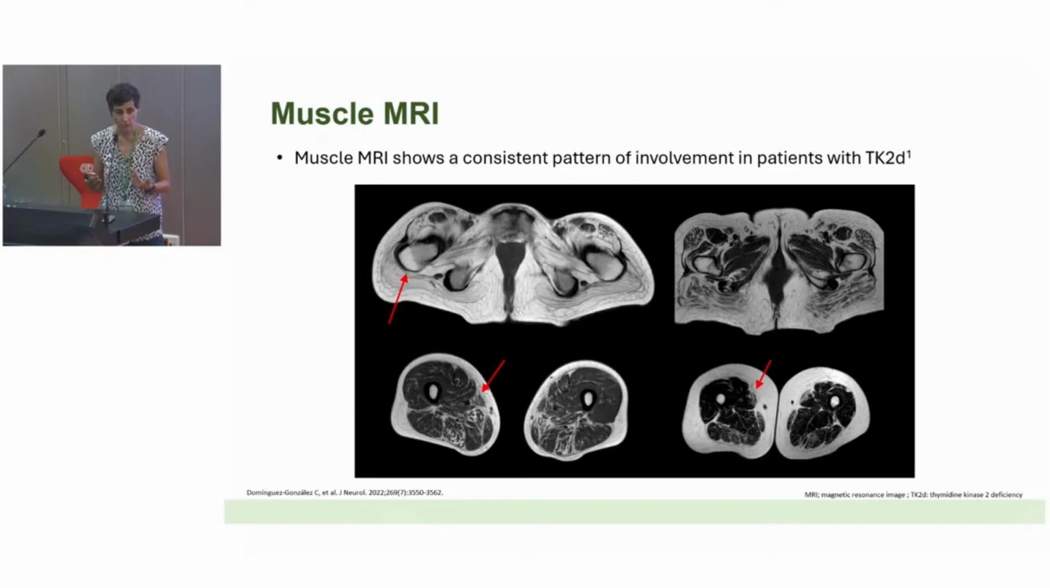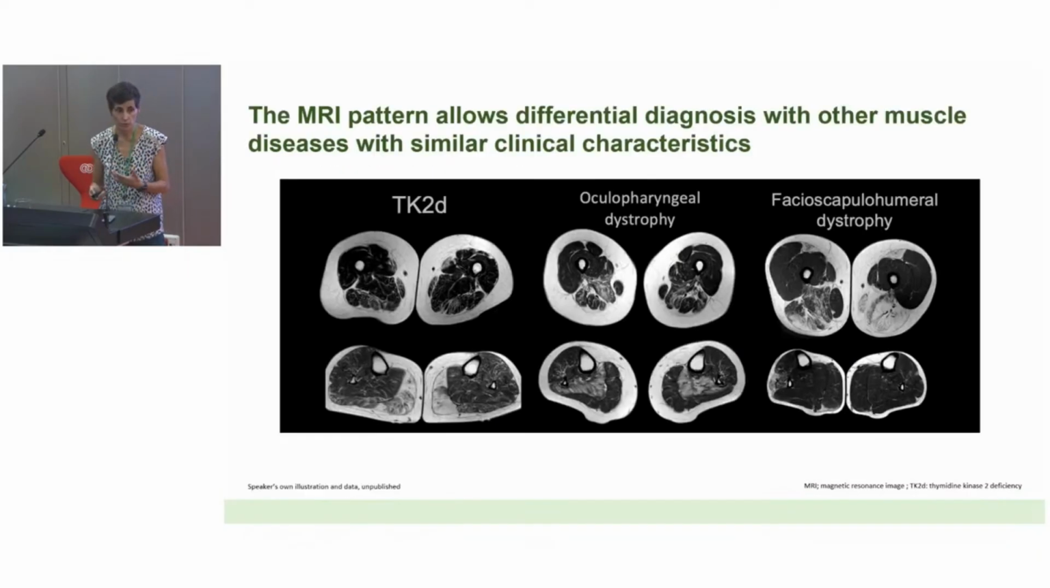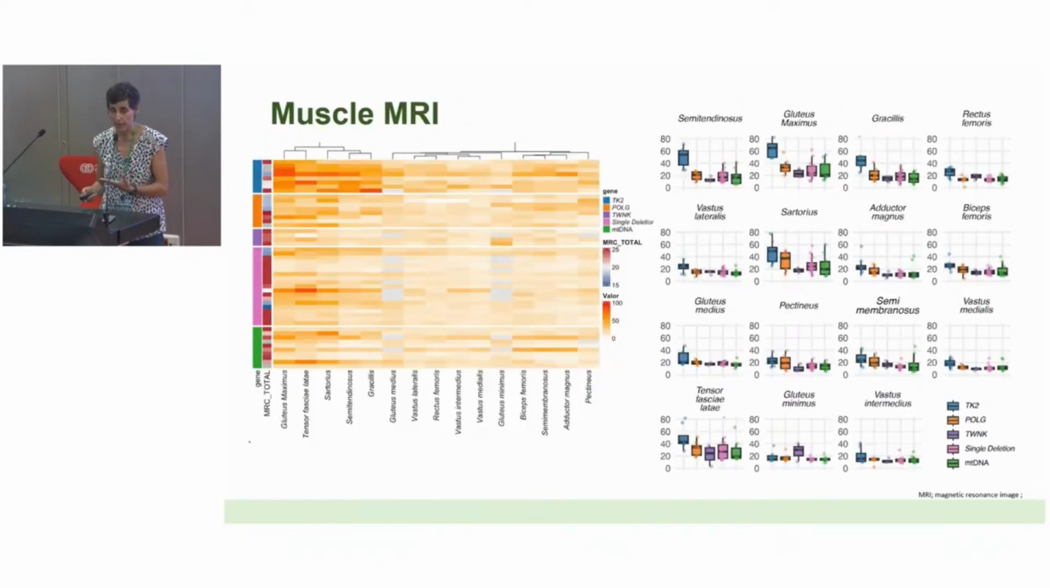And we have found that in TK2 deficiency, there is a consistent pattern of involvement in the muscle MRI with an early alteration of the gluteus maximus muscle and also of the sartorius muscle. This pattern is different from other genetic myopathies, but it's also different from other mitochondrial myopathies. And in fact, this is very useful in the differential diagnosis with other muscle problems with similar clinical characteristics.